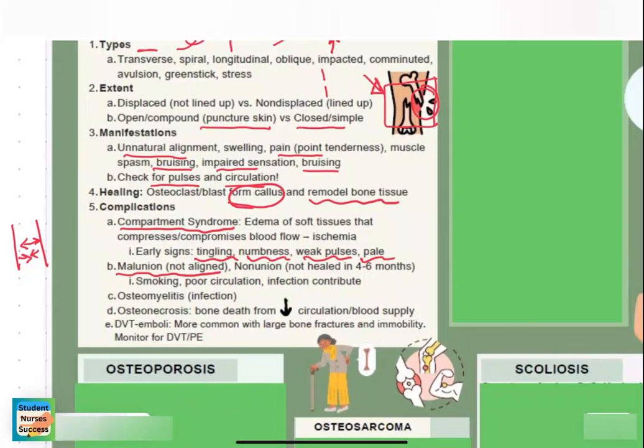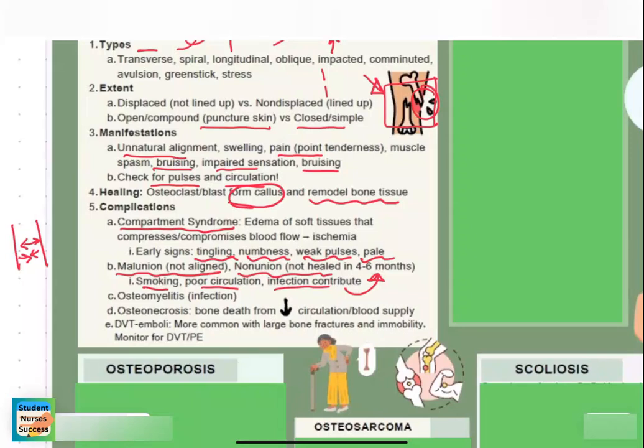A non-union means that it's not healed after 4 to 6 months. Certainly, we don't always just let it go that long. After about 4 to 6 weeks, they may give it a little bit more time, up to maybe 3 months. After that period of time, they may start with pinning or plates in order to kind of support that healing. We know that smoking, decreased circulation through the extremity, and infection all are going to contribute to non-healing of the bone.